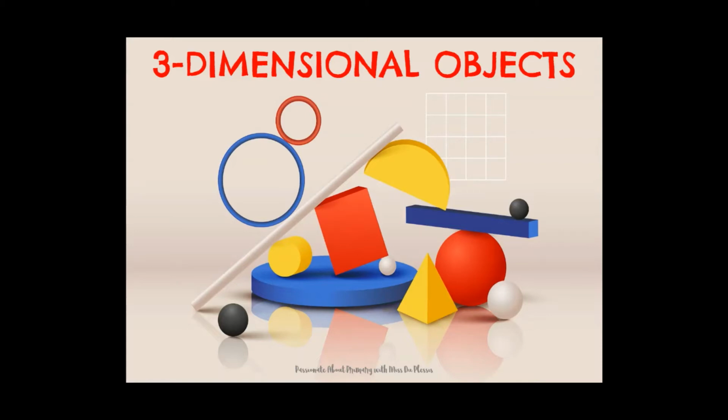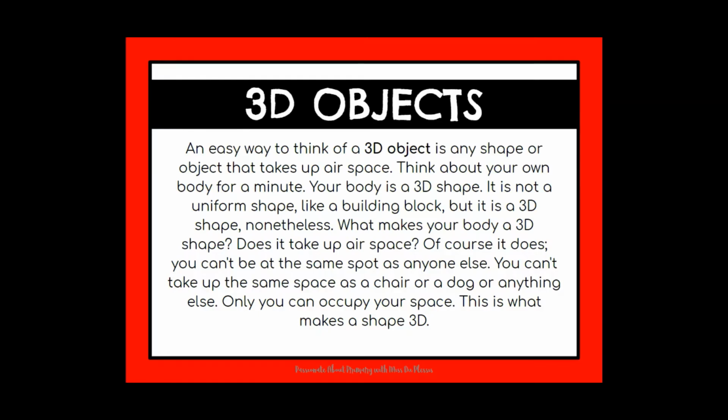2D shapes take up space. 2D shapes are drawn only on paper, whereas 3D shapes are real. They can be held in your hand. An easy way to think of a 3D object is any shape or object that takes up airspace.